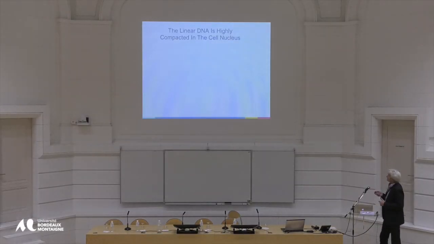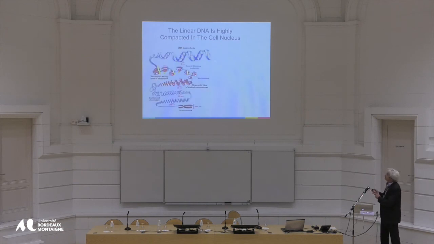So the linear DNA is itself not existing in a linear form in the nucleus, but it is highly compacted. It is compacted into nucleosomes. These nucleosomes are compacted into chromatin fibers, and this compaction goes on and on until you have a chromosome which is roughly 1,400 nanometers in size. Now, what does this mean? This means that the human DNA of a single cell, which is 2.17 meters in length, is packed into 10 micrometers, so 10 to the minus 6 meters, of a nucleus.